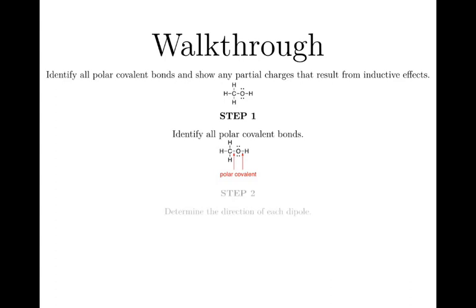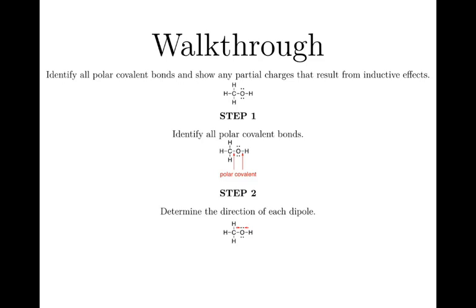In the second step, we determine the direction of each dipole. Remember, the tip of the arrow, or the arrowhead, points towards the more electronegative atom, while the end of the arrow, which has a plus at the end, points towards the more electropositive, or less electronegative, atom. So in both of our dipoles, the tips of the arrows are going towards the oxygen, away from carbon and hydrogen.